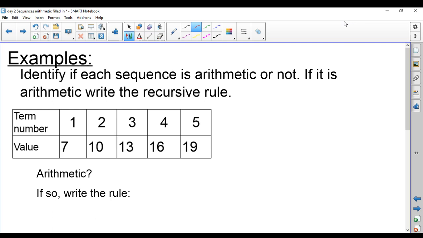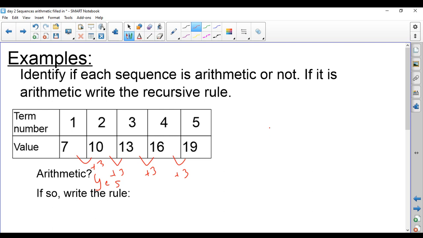The term numbers are in the top row, 1, 2, 3, 4, 5. This is the first term, second term, and so on. The values are in the second row. So here, from 7 to 10, we go up 3. And we want to see if that difference stays the same. From 10 to 13, we go up 3. 13 to 16, up 3. 16 to 19, up 3. So here we see that the difference, the amount that's being added or subtracted, is the same each time. So yes, this is an arithmetic sequence.